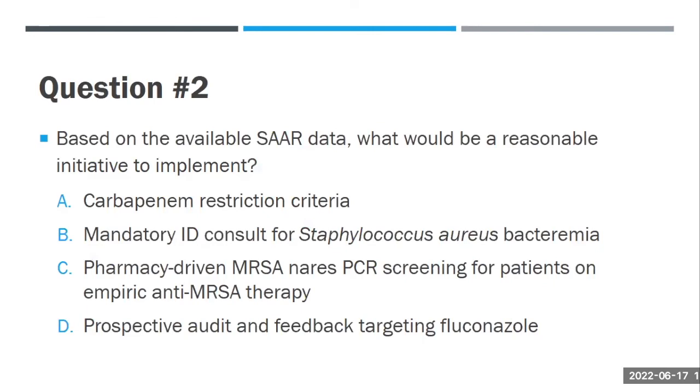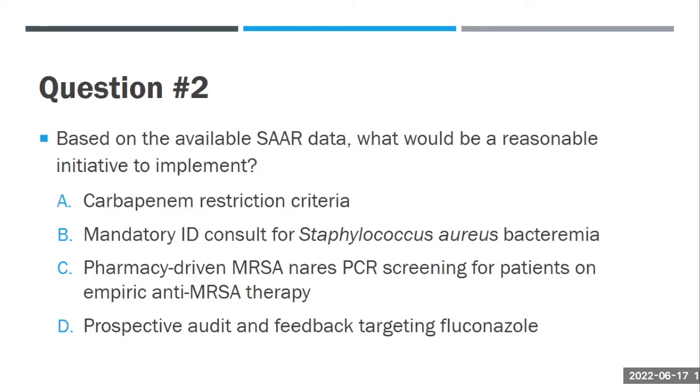And so based on the available SAAR data that we just talked about, what would be a reasonable initiative to implement? Would you, A, pursue carbapenem restriction criteria? We did see some increase in our broad spectrum hospital onset, which carbapenems would include. Would you consider B, mandatory ID consult for Staph aureus bacteremia? So we know from the published literature, right, that these mandatory consults do improve patient outcomes. So definitely a great thing to consider.